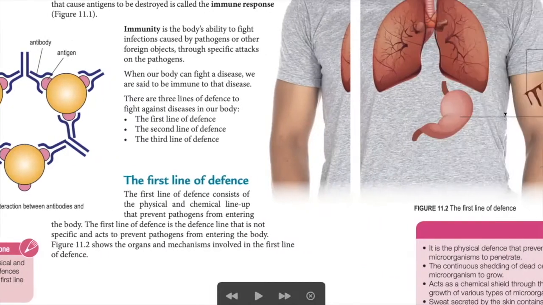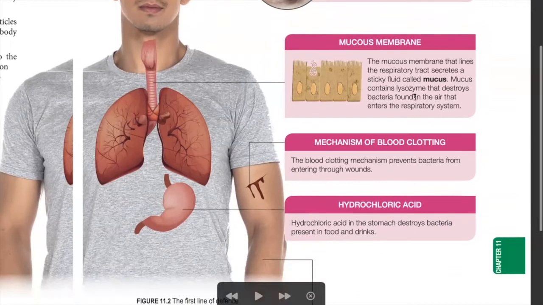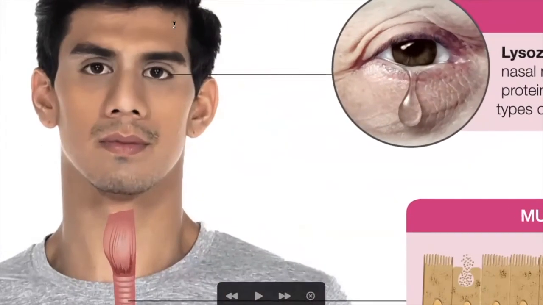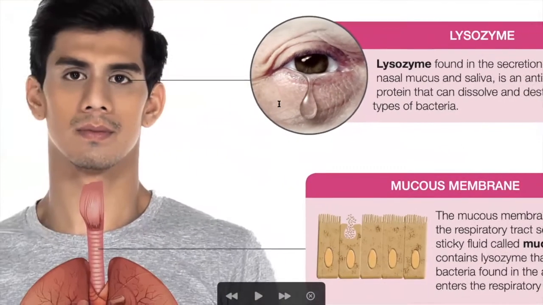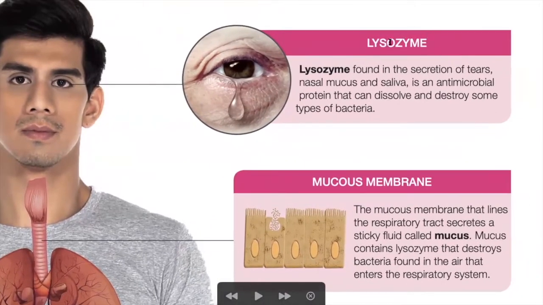So let's see the example. So there are five examples for first line defense. The first one is lysozyme. So lysozyme is an enzyme. The name ends with zyme, right? So lysozyme is an enzyme that you can find in the secretion of tears, nasal mucus, and saliva.